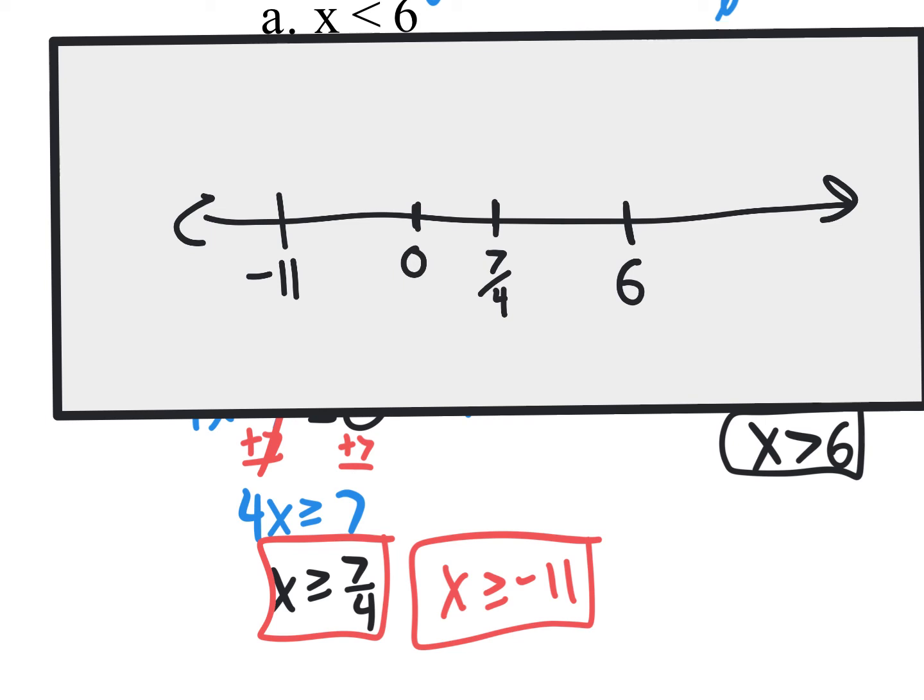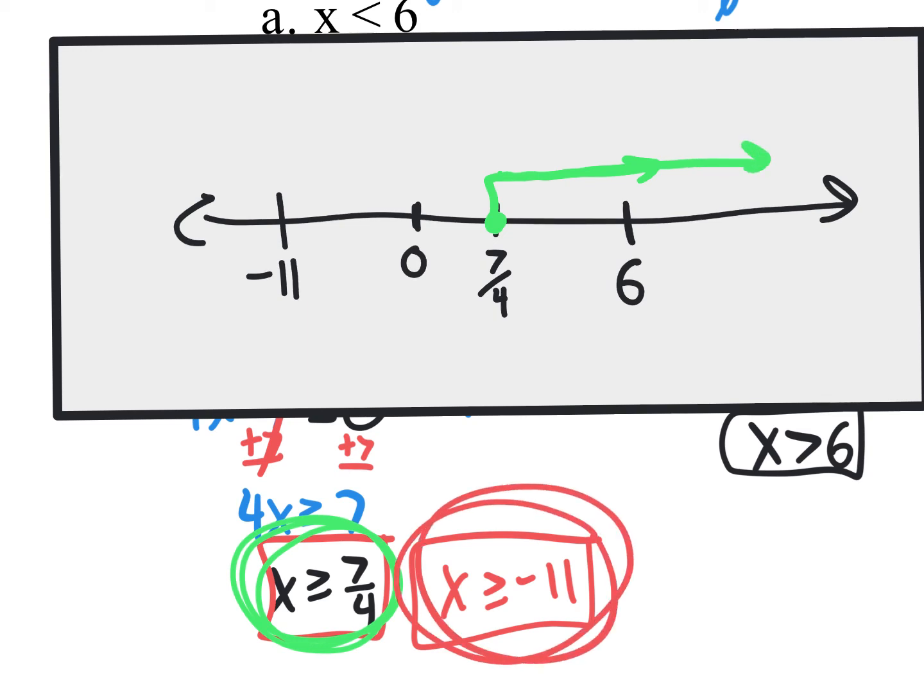inequalities on this number line. So let's do this one in green. X is greater than or equal to 7/4. Greater than or equal to, solid dot going to the right. Let's keep going to the right. Let's do this next one in red, since it's in red. X is greater than or equal to negative 11. Okay, and how about this last one? The x is greater than 6. Let me do that one in yellow. X is greater than 6.